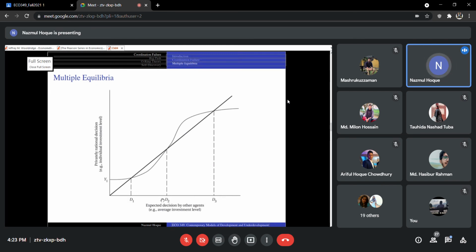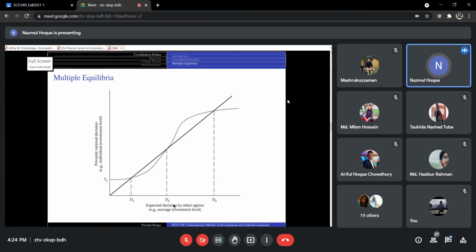But D2 is not an equilibrium of that kind, because if we move slightly to the right of D2, we are going to go to D3. And if we slightly move to the left of D2, we are going to go to D1. So D2 is not a stable equilibrium.